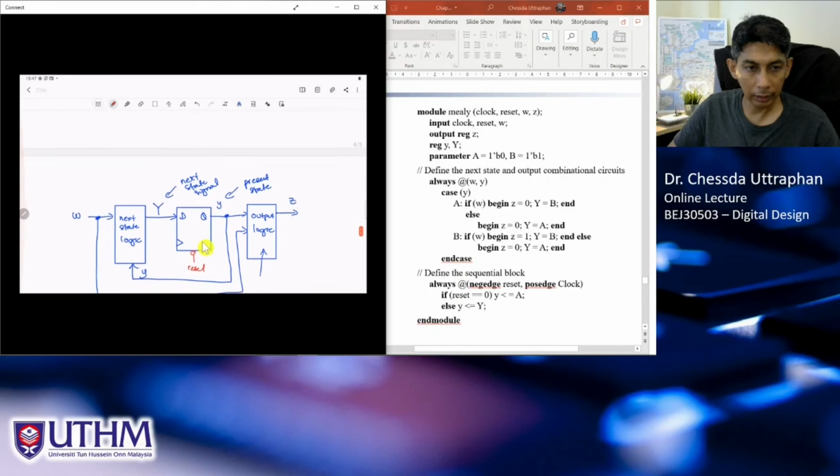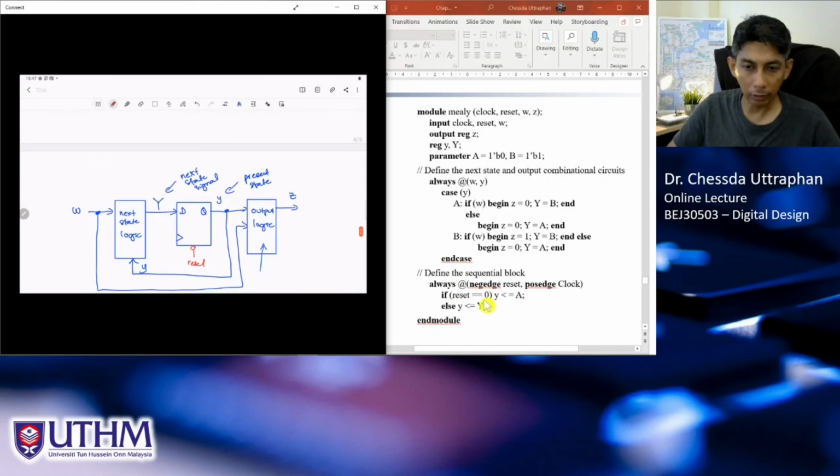But if not reset, or if reset equal to 1, small y should be equal to capital Y. That's why we have this: small y should be equal to capital Y. Then we get these flip-flops. Then end module. So you see, the Verilog code is quite straightforward. Not that difficult if we have this. And this is standard structure, right?